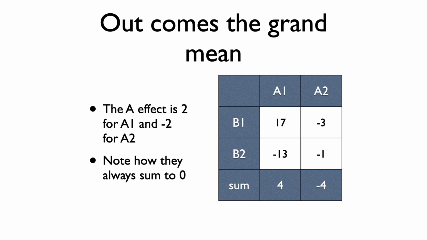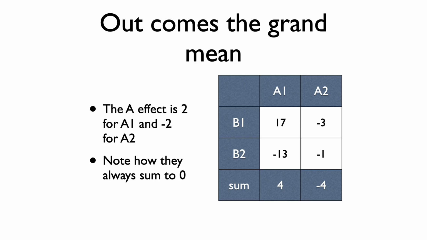Again, note how they always sum to 0. Every single time you do this, you should be looking for sums to 0, sums to 0, sums to 0. And if it doesn't, you made a mistake. There's no other way about it. You made the mistake if it doesn't sum to 0, because as I hope you can see here, it just has to work that way.